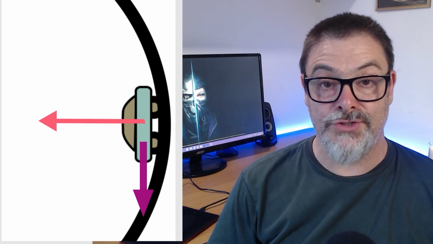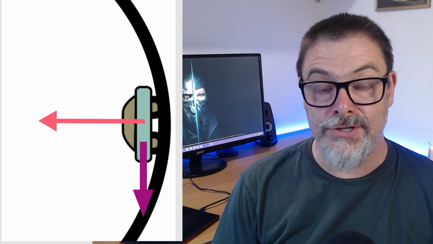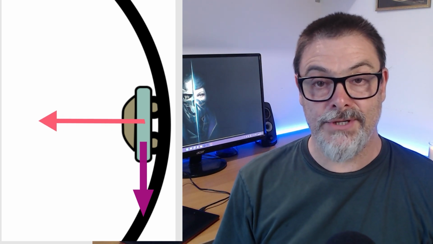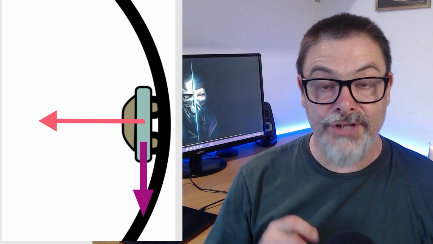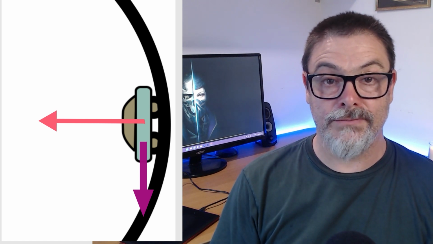Hopefully you're able to say that since the weight force is down at 90 degrees to the reaction force, these two forces are completely independent. And this means that the centripetal force at this point is just equal to the normal force.